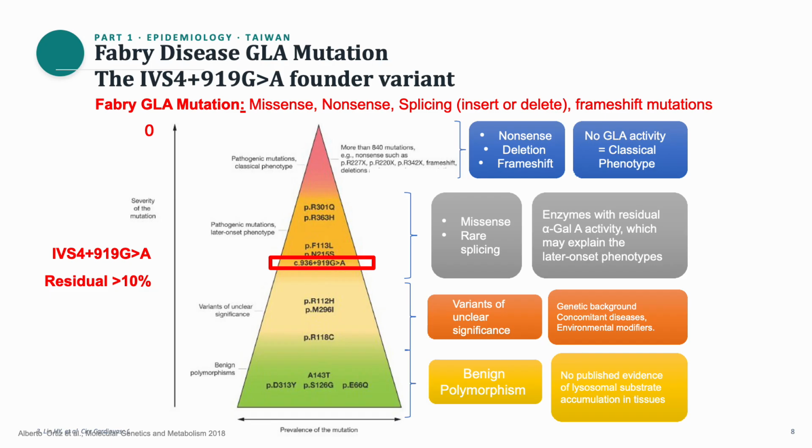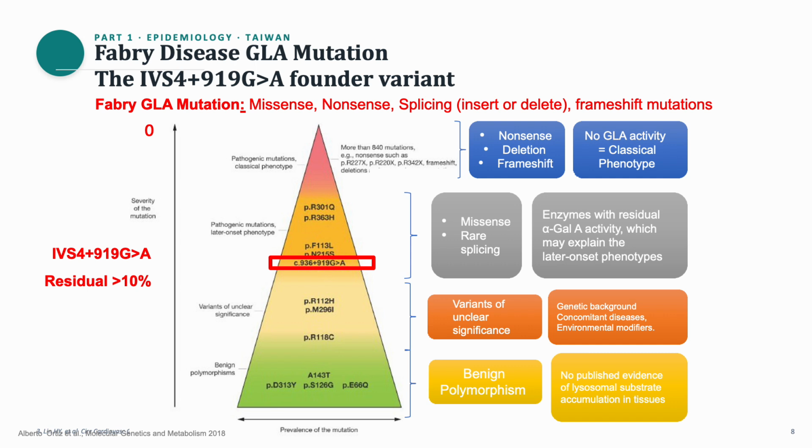Fabry disease has many GLA mutations. Phenotype tracks with genotype. On the left, variants that abolish the enzyme entirely, such as nonsense, frameshift, and large deletions, give the classical multi-organ phenotype without any residual activity. Missense and rare splicing variants leave some residual alpha-gal activity. The residual activity is what produces the mild, late-onset phenotype. Our Taiwanese founder variant IVS4+919G>A sits exactly in the residual activity zone, which is why it presents late and predominantly in the heart.